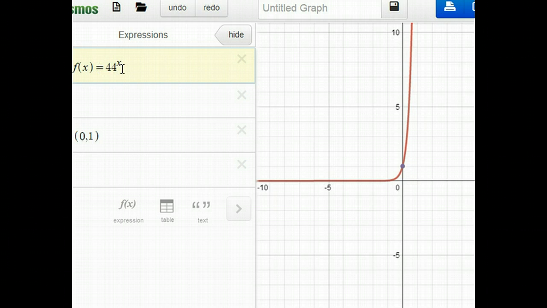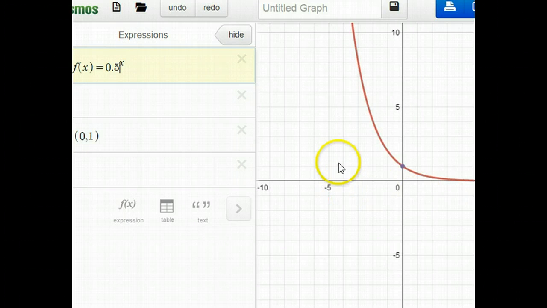Instead of 2.3, let's change to a number that's less than 1. Let's say 0.5. Well, as you can see, the direction of the graph has changed. It's no longer increasing, but now the graph is decreasing, but it still has a horizontal asymptote at y equals 0. It still has a domain of all real numbers, and it still has a range of only positive numbers. And so no matter how I change the base value, as long as it's a positive number, it's going to still have those three characteristics.